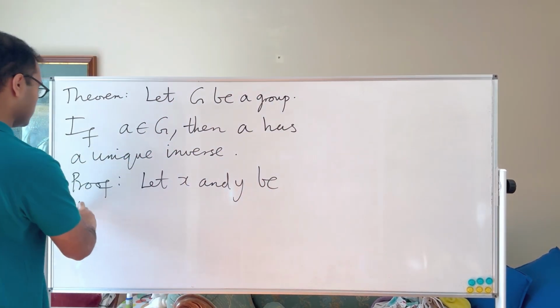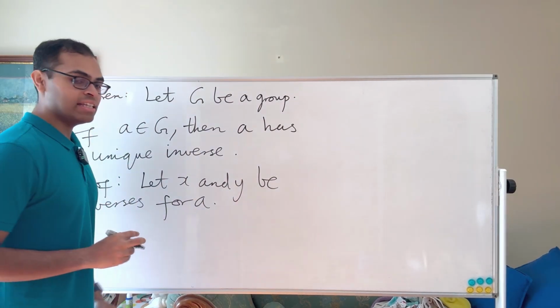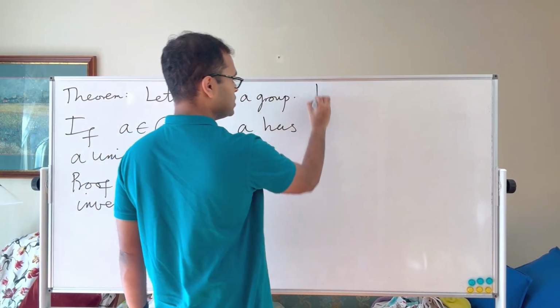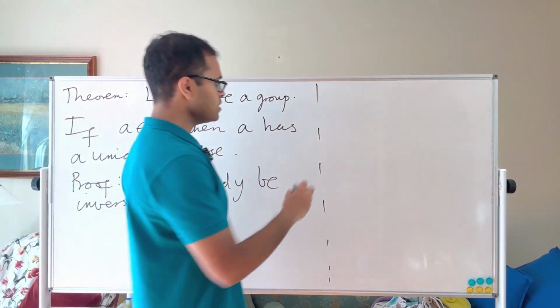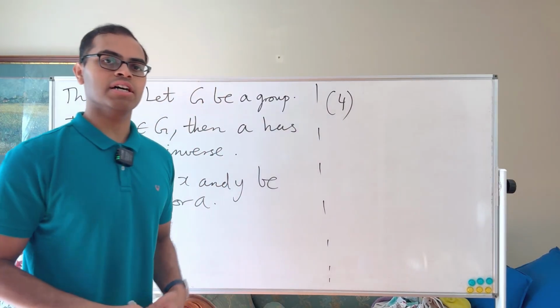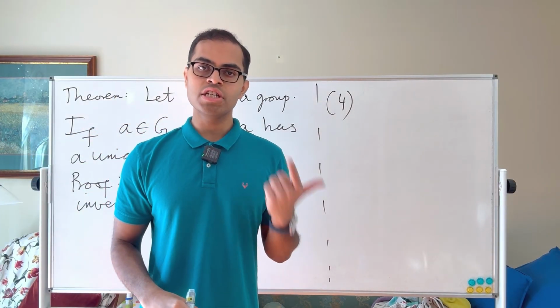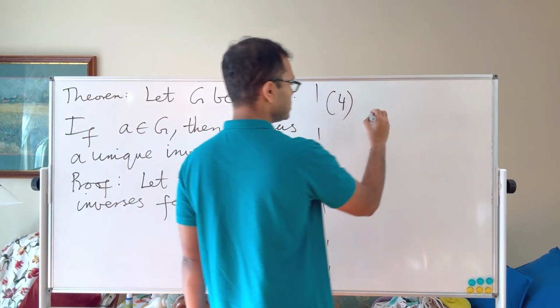So let x and y be inverses for A. That's what we're going to start off with, and we're going to prove that x is equal to y. Here I'm going to highlight something very fundamental, which is the group axiom for an inverse. What does it mean for something to be an inverse? Here's a group axiom. It's usually the fourth axiom in groups, after closure with respect to the operation, associativity, and existence of an identity.